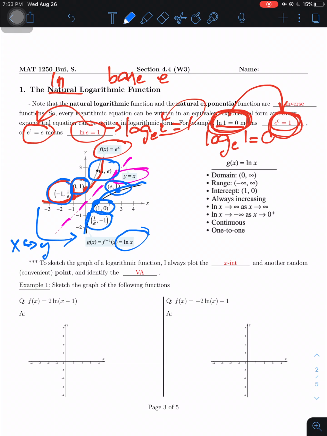and the function of it, we call it the inverse function. That's why it has the little symbol of -1 for inverse. And this one is y equals ln x, or g of x equals ln x.